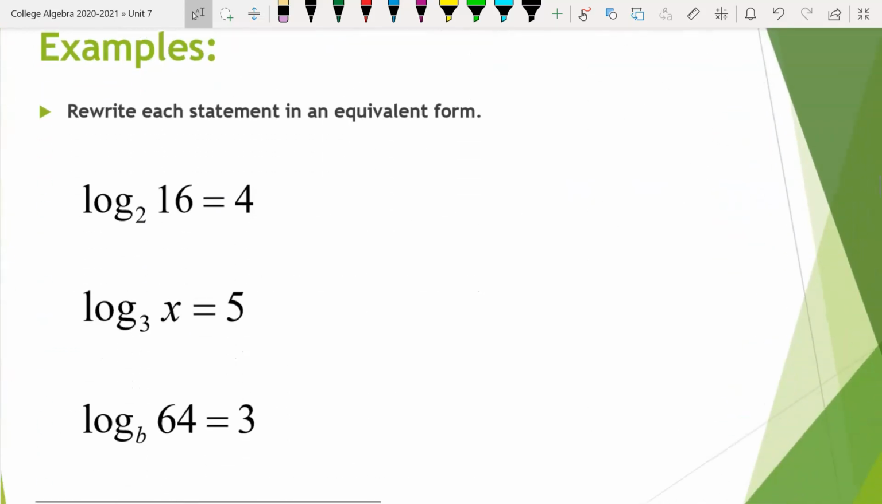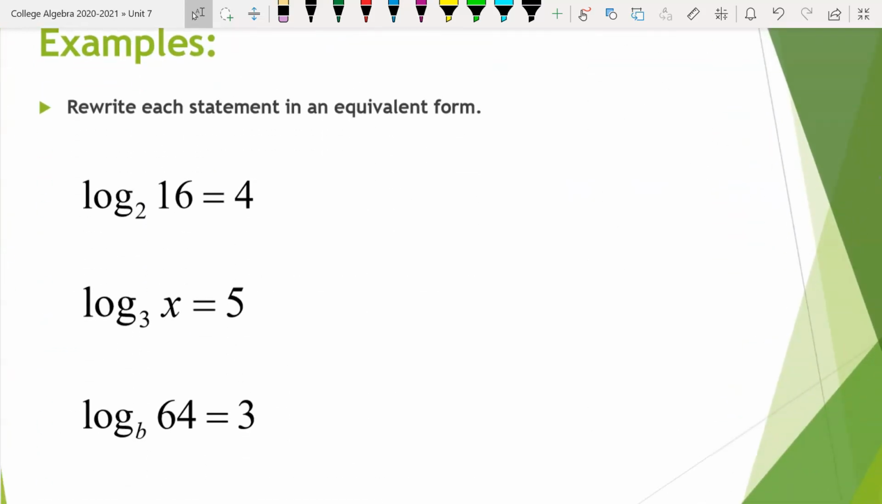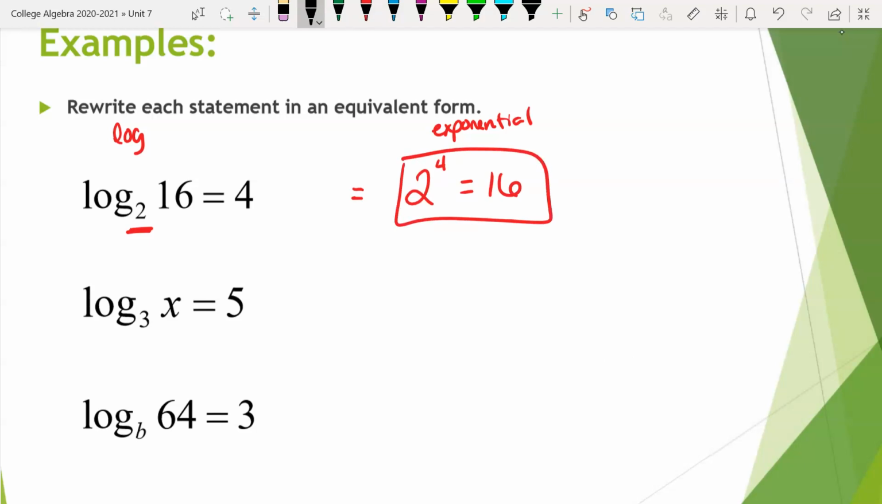So here's some examples. It says rewrite each statement in an equivalent form. So this is a log. We're going to rewrite it as an exponential function, which is what we did last time. So you take log base 2 of 16 equals 4. I'm going to rewrite it as 2 raised to the power of 4 equals 16. And if you think about it, 2 times 2 times 2 times 2 does equal 16, so it's a true statement.